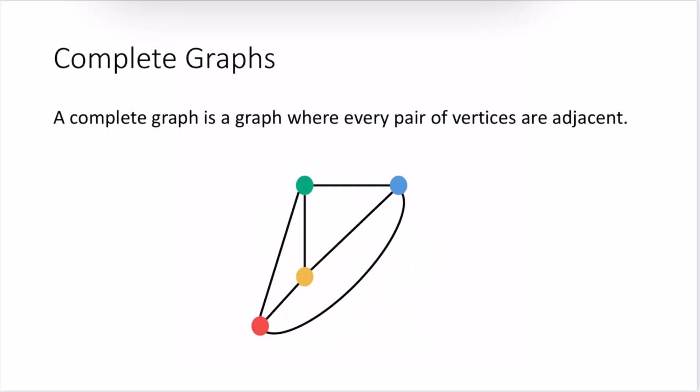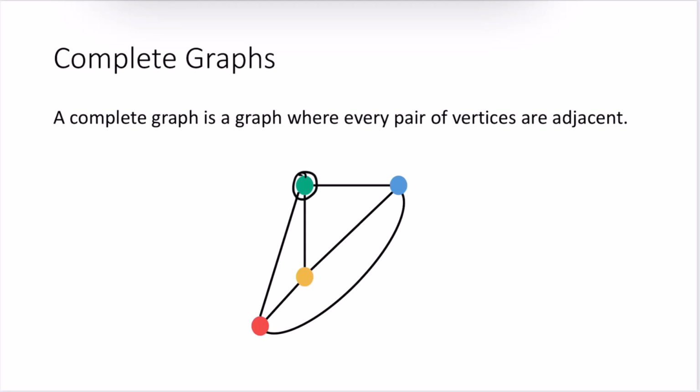All right. So the idea of a complete graph is something we're going to use a lot once we get to Hamiltonian paths and circuits. And the definition of a complete graph is a graph where every single pair of vertices in the graph are adjacent. So basically what that means is for every single vertex, it needs to have an edge that attaches it to all of the other vertices.